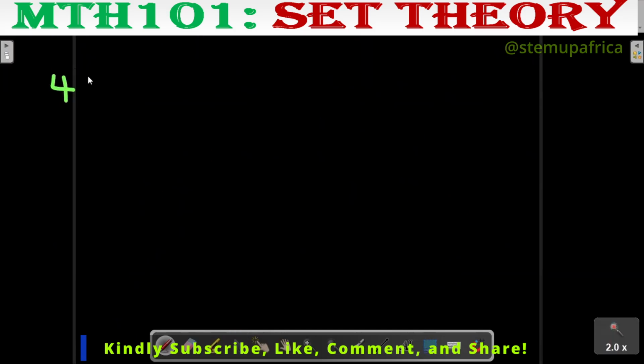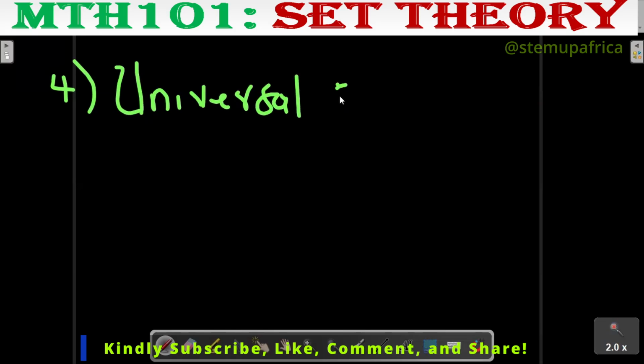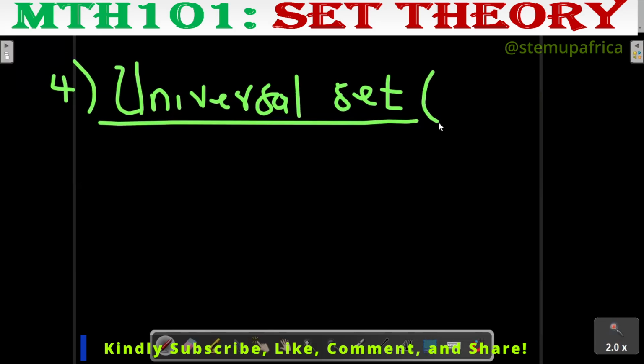Then number 4, we have what we call the universal set. This universal set has a symbol too. This is how it is written. They write it like this, or it is written like this.